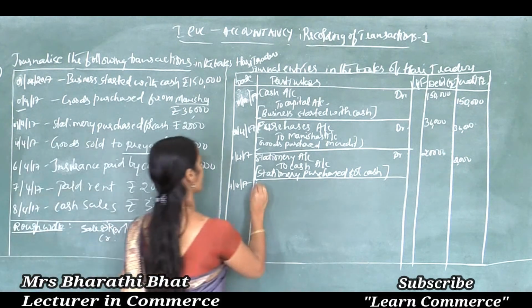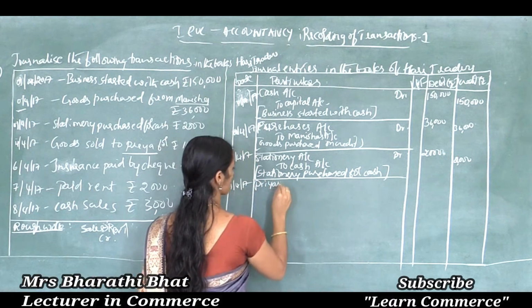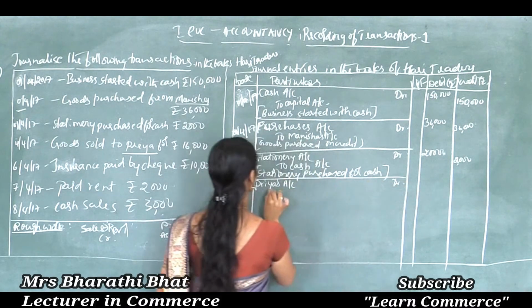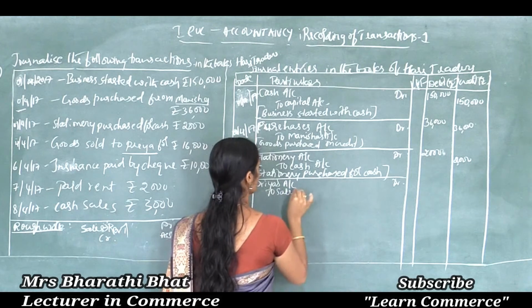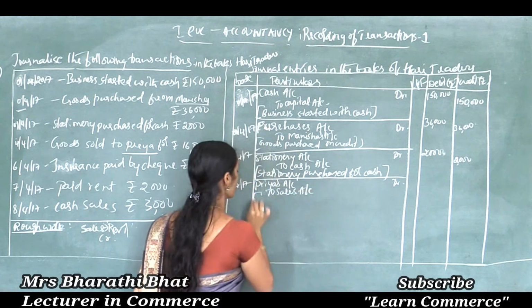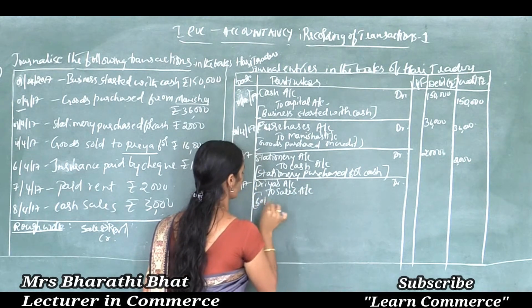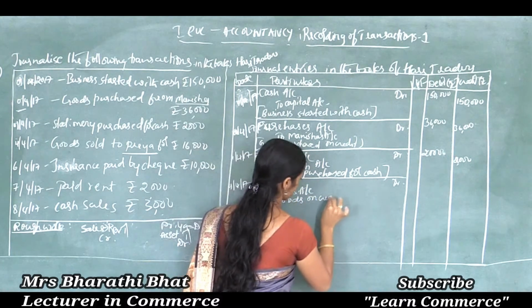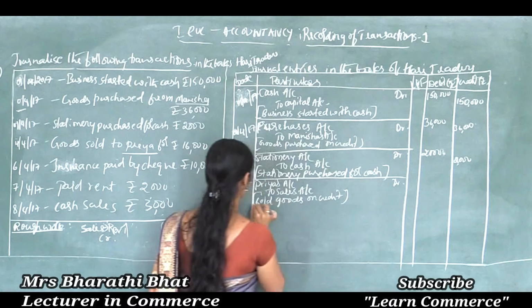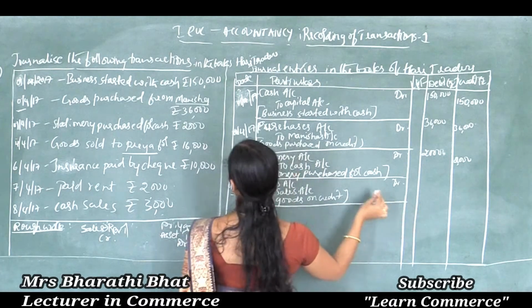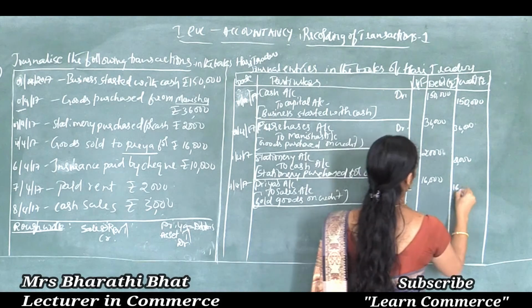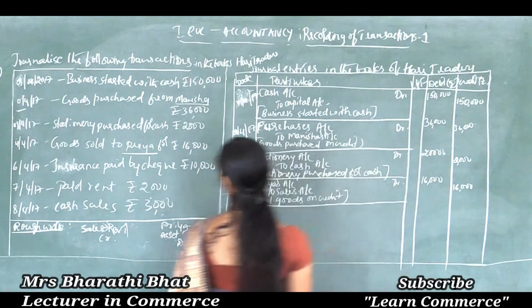So here Priya's account debited to sales account, sold goods on credit, amount 16,000.